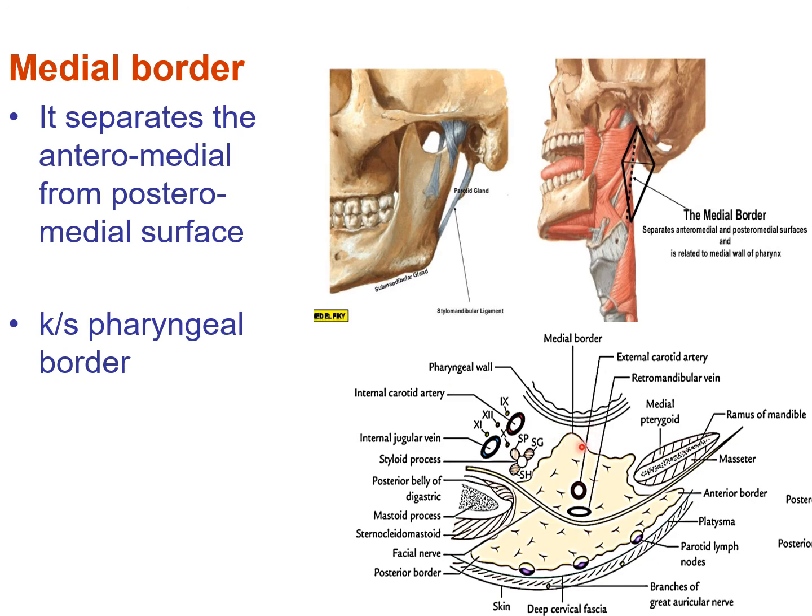The medial border is separating the anteromedial surface from the posteromedial surface and it may sometimes come in contact with the wall of the pharynx. So this medial border is also known as the pharyngeal border. The medial border separates the anteromedial surface from the posteromedial surface. This is the medial border which may sometimes come in contact with the wall of the pharynx, also known as the pharyngeal border of the parotid gland.